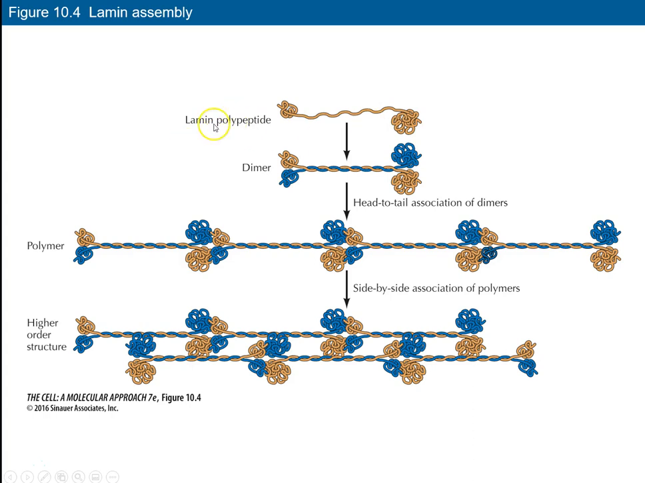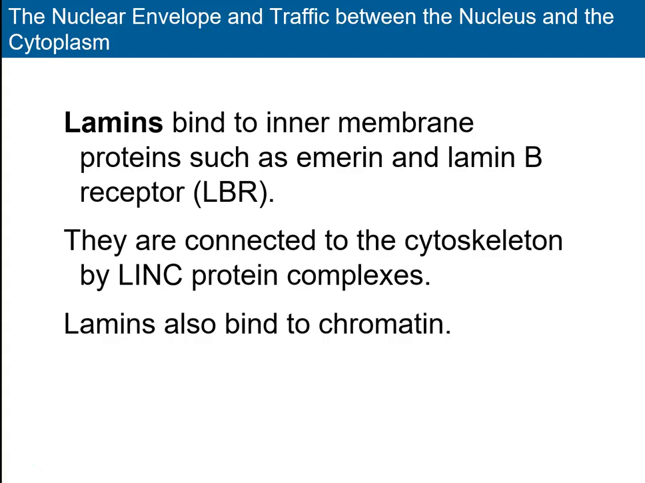So again, this is one single lamin, right, that dimers form, they wrap around each other. And then these dimers associate, and this shows you this head to tail association with each other to make a longer filament, and then they line up side by side, and this is the higher order structure, and that's why you see this mesh-like framework for that nuclear lamina.